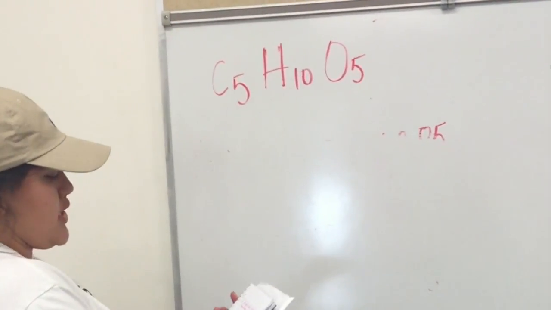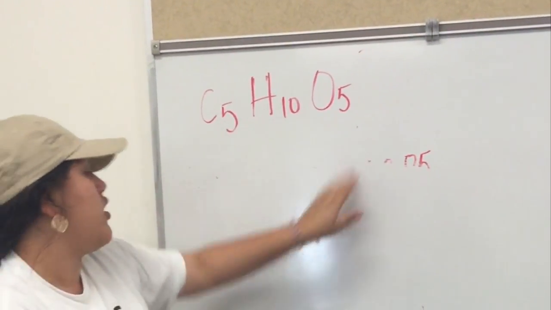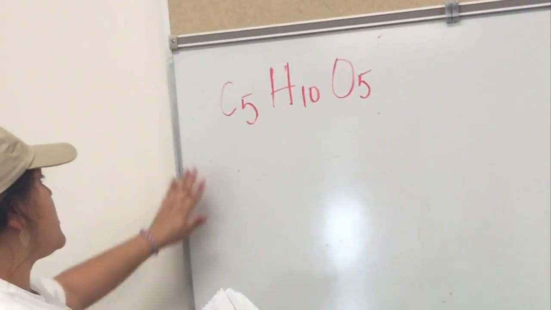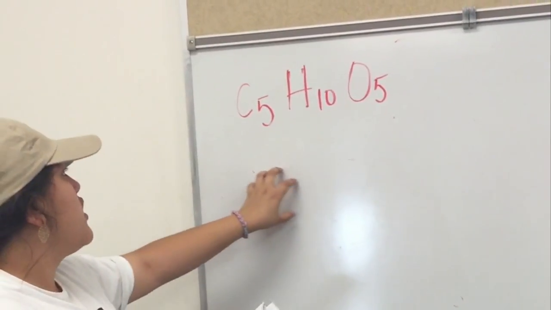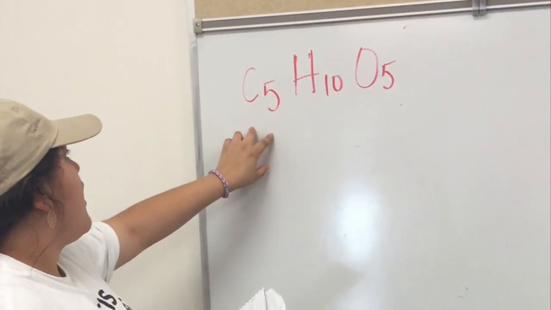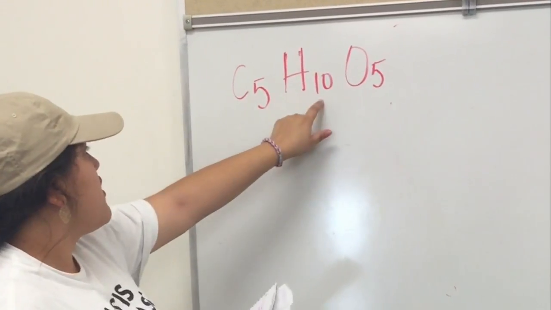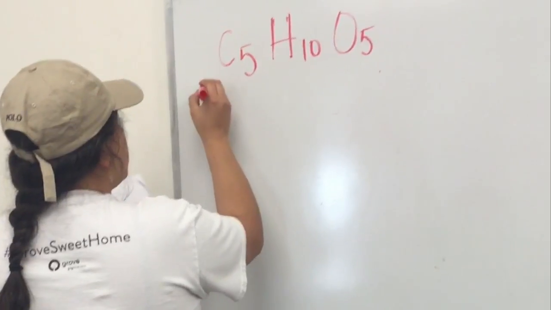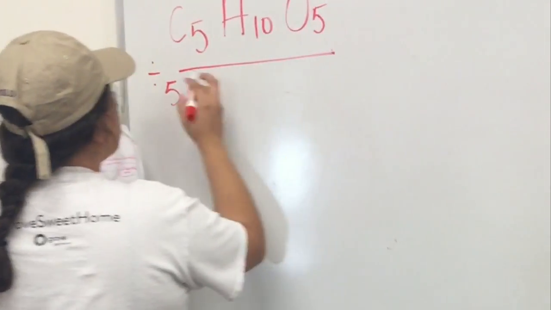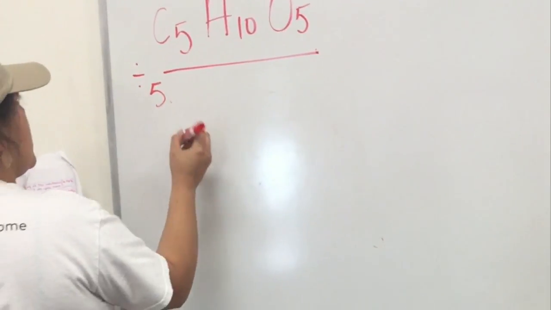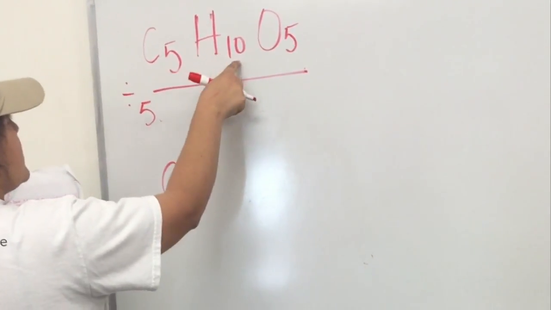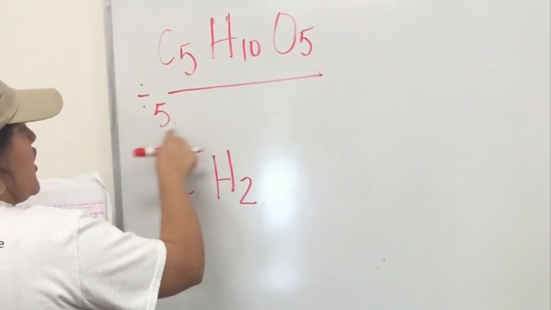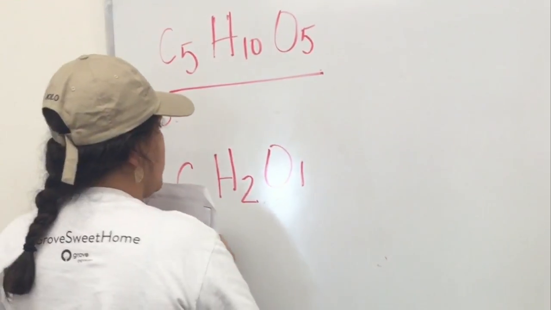So for question number 3, it's asking you to find the empirical formula of this molecule. Since you're not given any percentages to convert to grams, you can easily find the common denominator of the numbers here, and that's going to be 5. So you're just going to divide everything by 5. So 5 divided by 5 is 1, so it's C. Then 10 divided by 5 is 2, so H2. And then 5 divided by 5 is 1, so O1. And that's going to be your empirical formula.